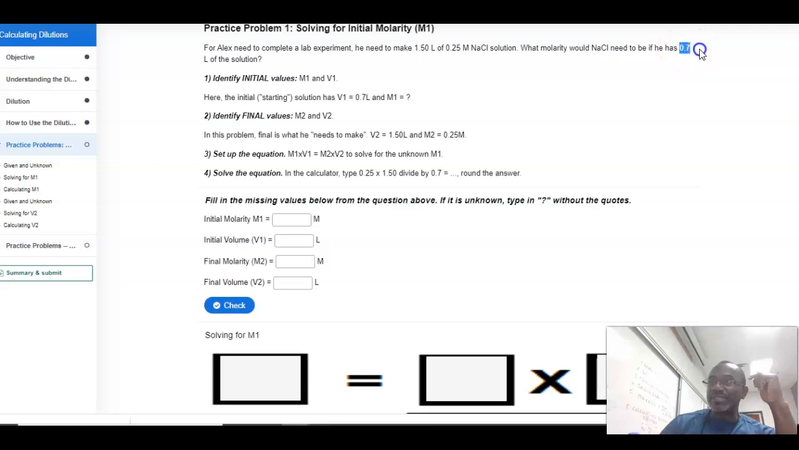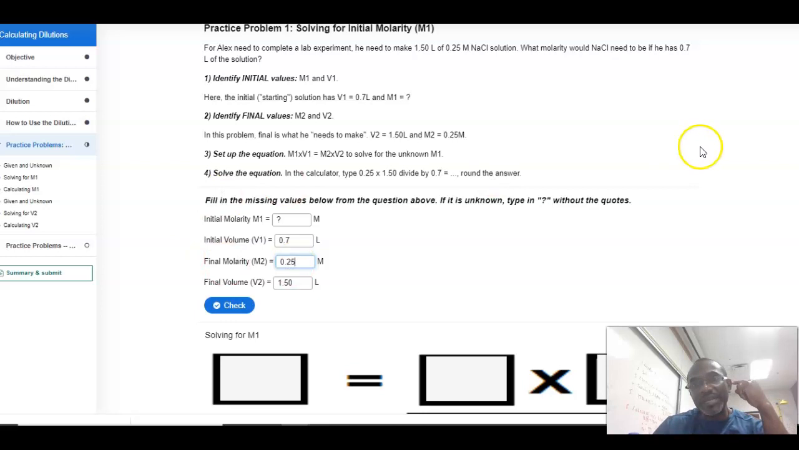So that is what it has, 0.7 liters. So 0.7 liters is the initial volume. So it comes there, 0.7. So what molarity would, that means it's the M1 we're looking for. So you put a question mark right there. And then it says Alex needs to make 150, so 150 liter is the final volume. So that's 1.5 liters. And then the 0.25 molar is the final molarity. So it's going to be 0.25.